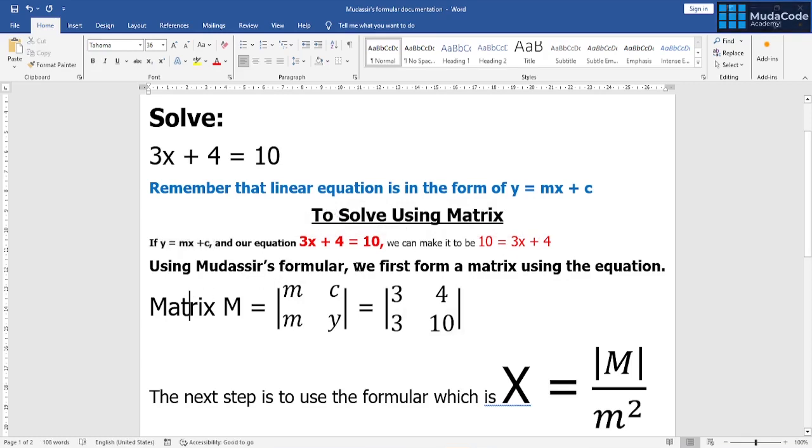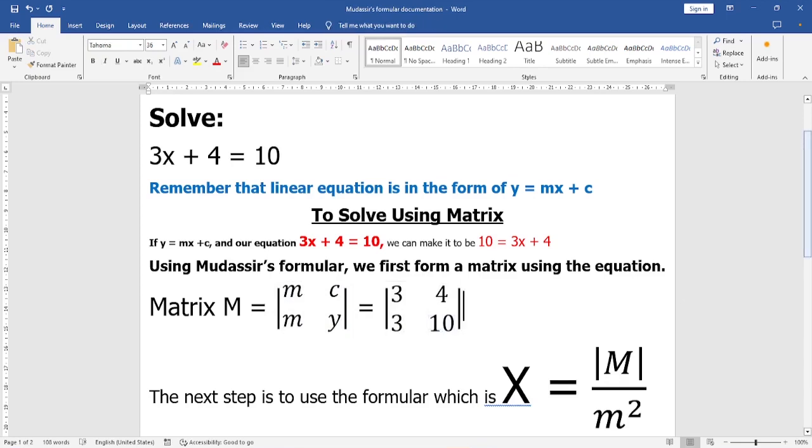Then we say using Mudassir's formula, we first form a matrix using the equation. So this matrix, Mudassir's matrix, is going to be M, this is your first column, and then C, Y. Our M is the slope, and then we have our C as the intercept, and we have our Y here. So it's the same as saying our small letter m is 3, and this small letter m again is 3. This C here is 4, and this Y here is 10.